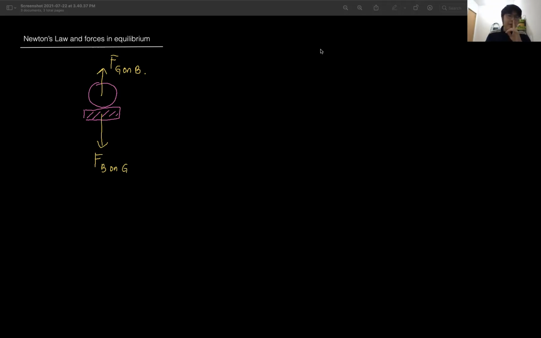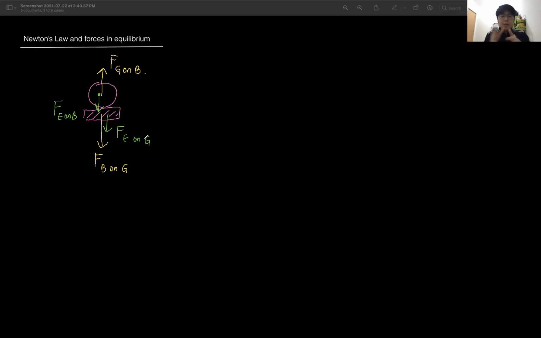So if I label everything out, then we still have force acting on the ball. Okay, this is on the ball. What do we call this? Force of Earth, the gravity of Earth, on the ball. And not only the ball, also on the ground. So the force of gravity, force of Earth on the ground. You have a total of 4 forces here.